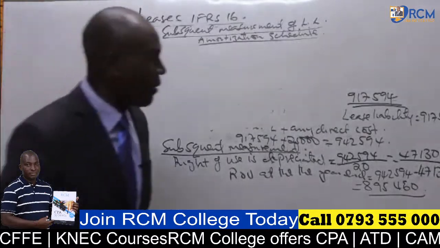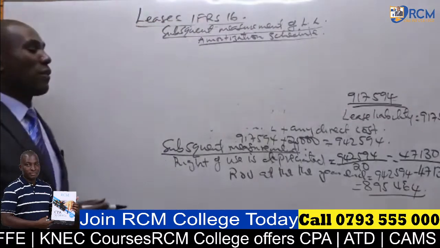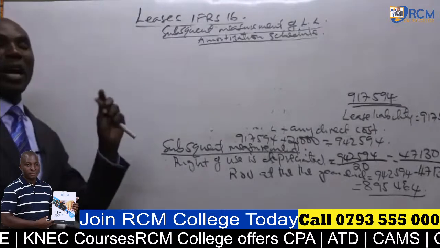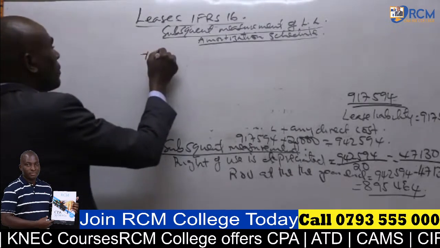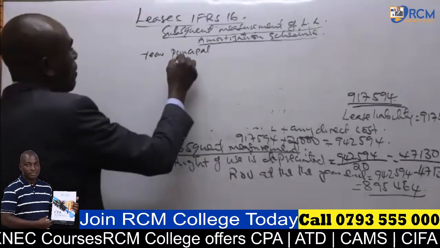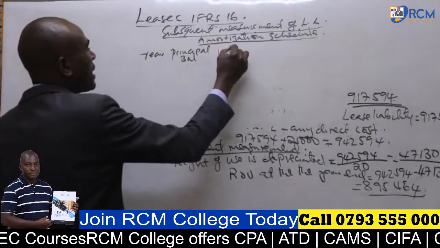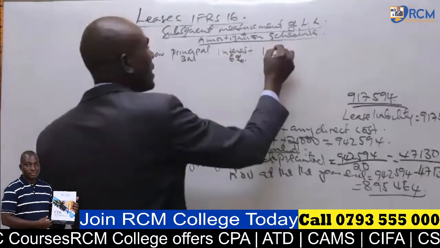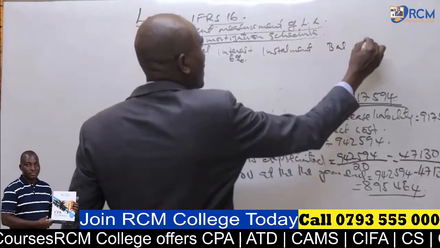Correct, 895,464. Thank you very much. Therefore, here, amortization schedule we are preparing only for 1 year. I say year, principal balance, that is the original lease liability. Because payments are made at the end of the year, I bring interest, which is 6%, then I bring the installment, then balance carried down.